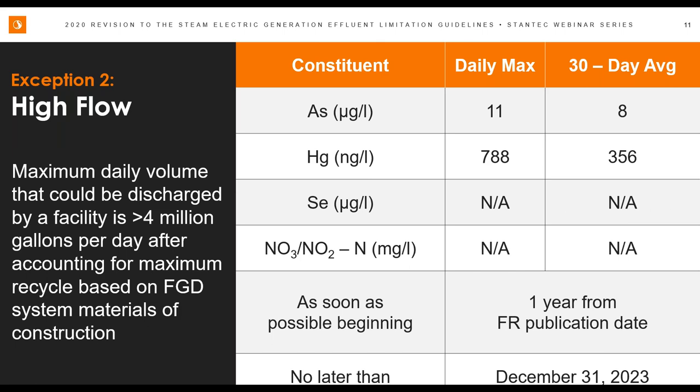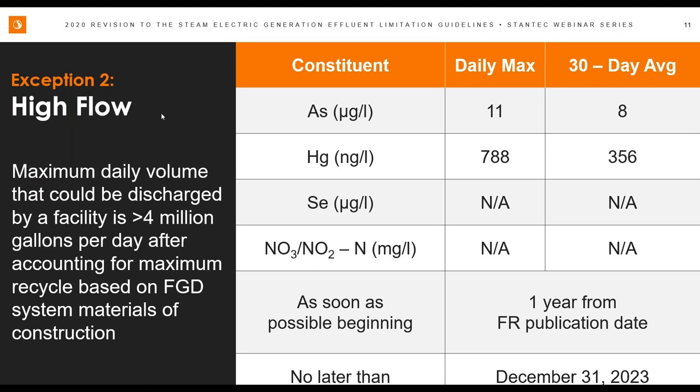High flow exemption. Once again, we go back to the 2015 limits for mercury and arsenic, dropping selenium and nitrate limits off of here. The definition for high flow is the maximum daily volume that can be discharged by a facility over 4 million gallons per day after accounting for maximum recycle based on the materials of construction. So if your scrubber is designed to handle chloride levels of 8 or 10,000 parts per million, and you're only running at 3,500 parts per million, you need to take a look at scrubber operations to make sure that you're pushing the maximum recycle rate that you can achieve to maintain that qualification.